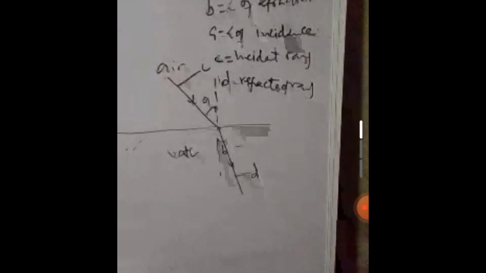I think we've treated the two laws of refraction. The first law of refraction says that the incident ray, the refracted ray, and the normal at the point all lie on the same plane. The second law says that the ratio of the sine of the angle of incidence to the sine of the angle of refraction is given by a constant.